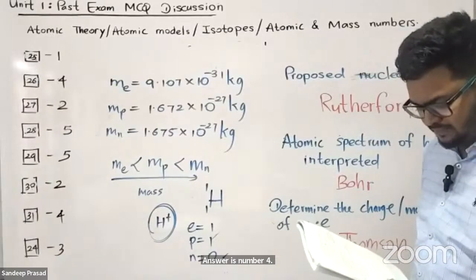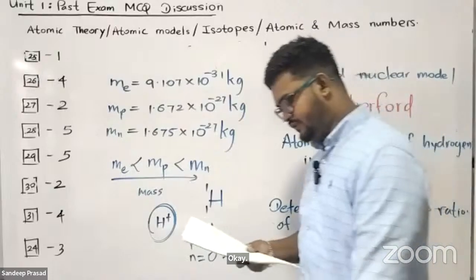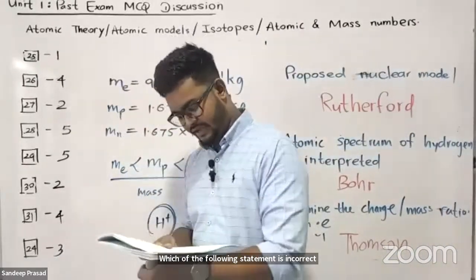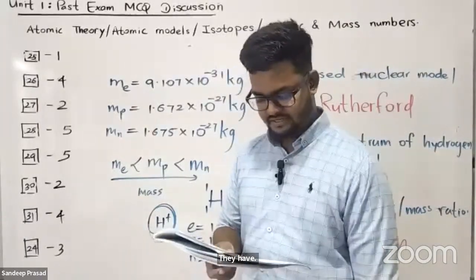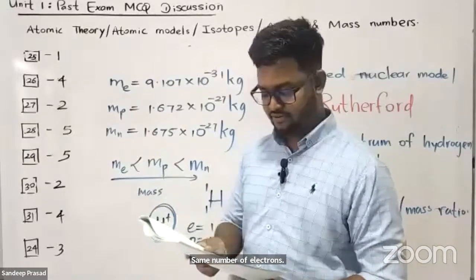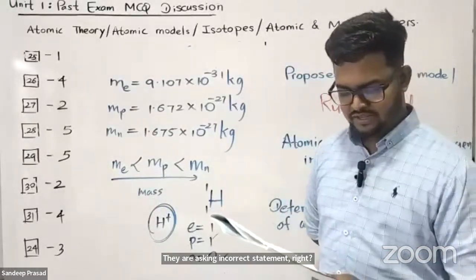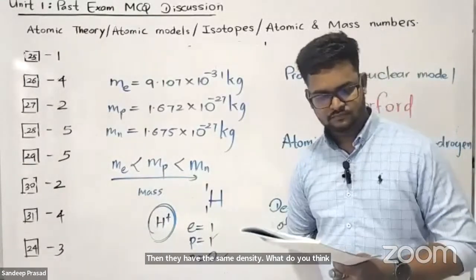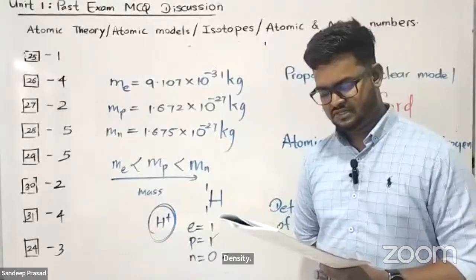Next one, question number 32. Which of the following statements is incorrect regarding isotopes of an element? They have same number of electrons. Is that correct? They're asking the incorrect statement, right? They have same number of electrons, correct. Then they have the same density. What do you think? Density. Can we say the density is the same?